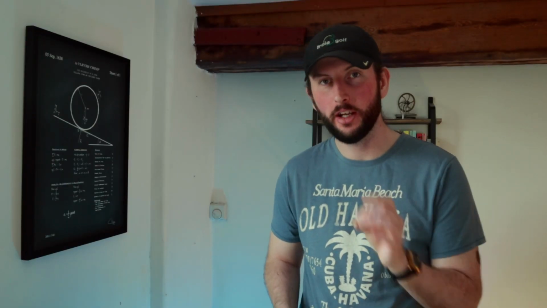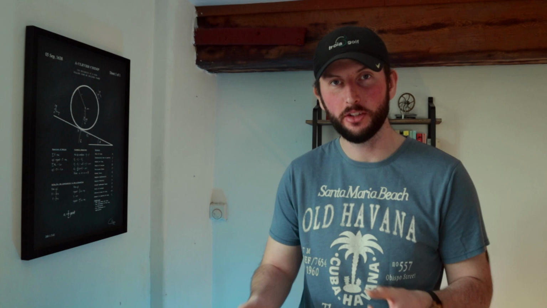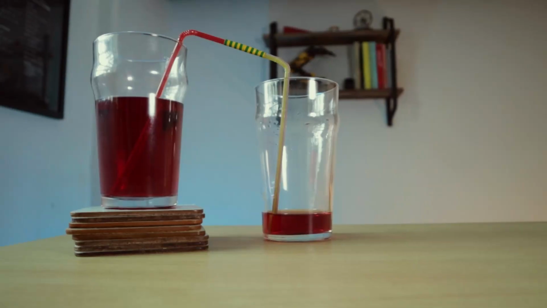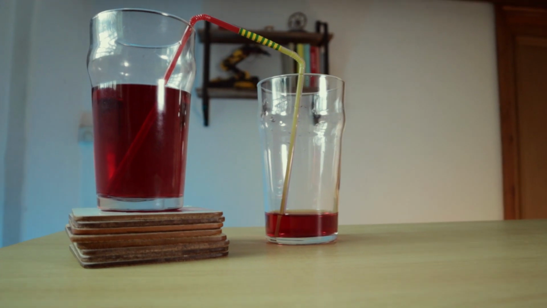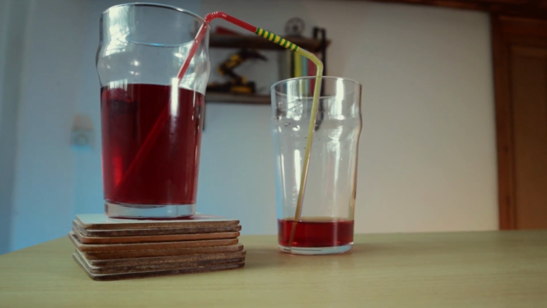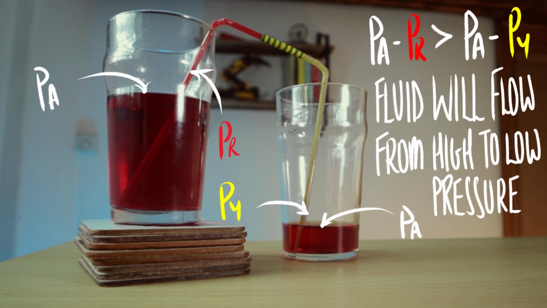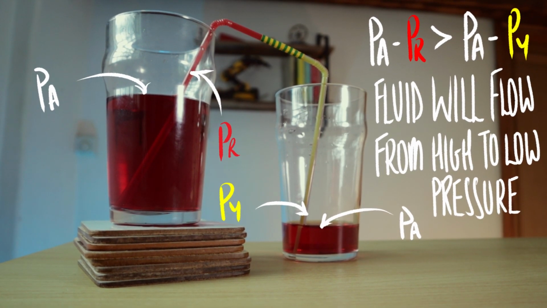Well, not quite. Because if you look at the hydrostatic pressures in either of the straws, the yellow straw has a higher hydrostatic pressure than the red straw because it's taller from where the atmospheric pressure is acting. This then means that the hydrostatic pressure in the yellow straw is acting against the atmospheric pressure in that glass more so than the hydrostatic pressure in the red straw acting against the atmospheric pressure in its glass.